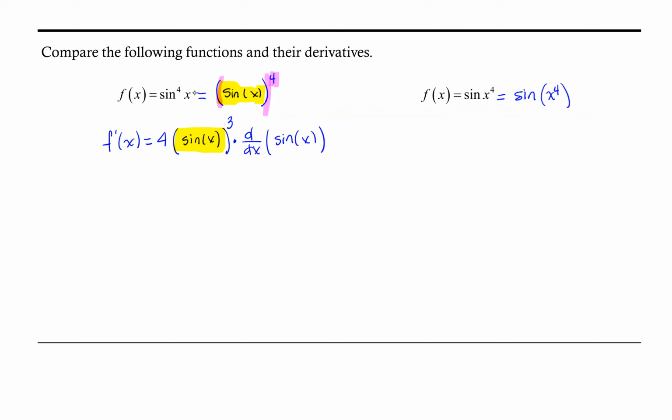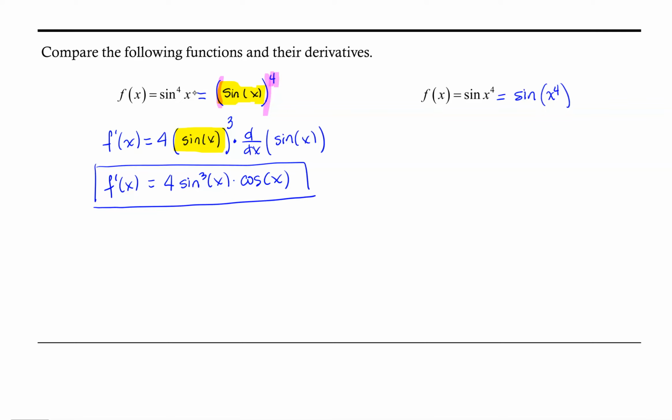At this point, we can go ahead and rewrite this as 4 times sine cubed of x times, now the derivative of sine of x is cosine of x. And so the derivative of our function is 4 times sine cubed x times cosine of x.